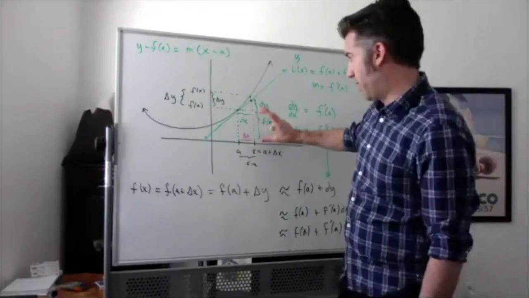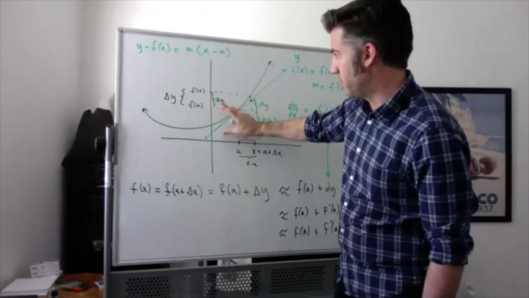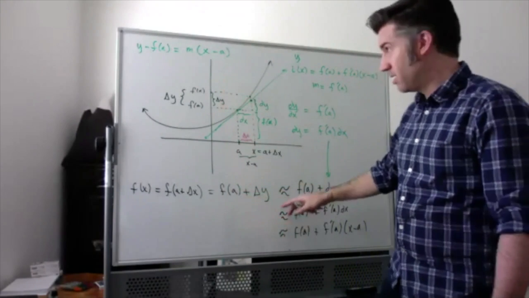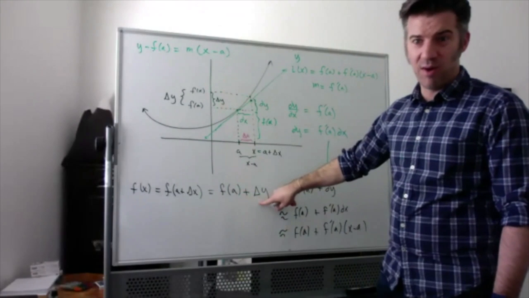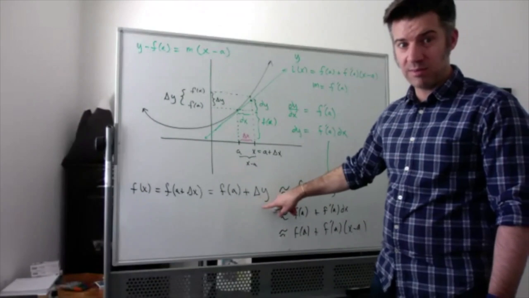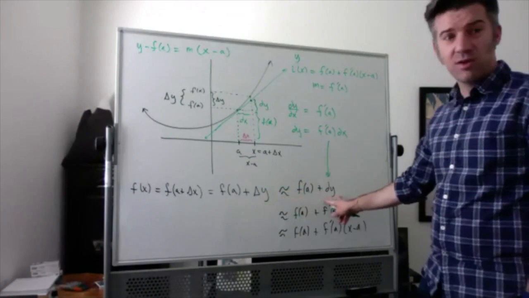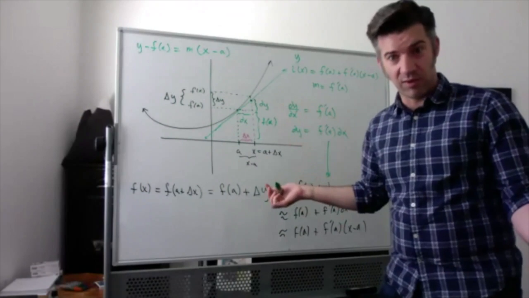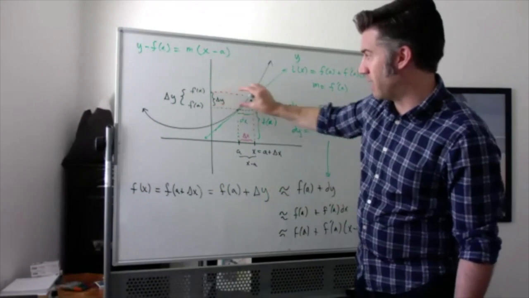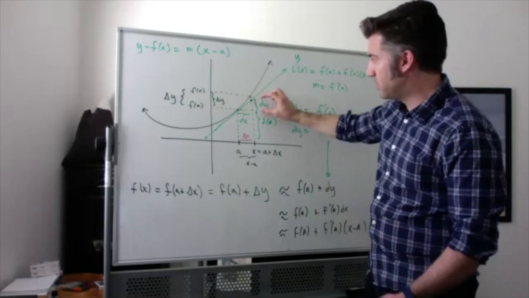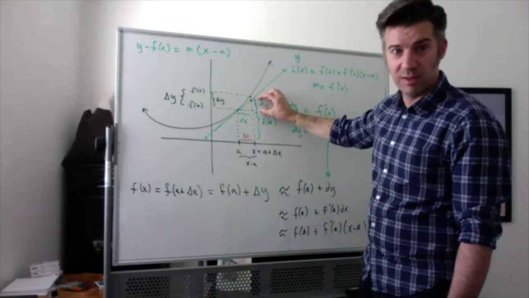So I've got my f of a plus my delta y. But then here's kind of the key thing. We're not going to calculate delta y. We're going to approximate delta y. Delta y is approximated by what I usually call dy, the differential. But there's a lot of names for it. So here's delta y, the actual change from here to here in the function value. And here's dy, the approximate change.